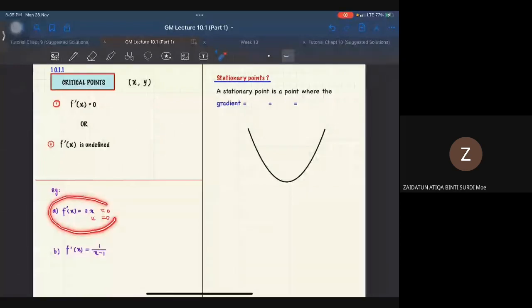So let me, this is the example yang atas ni. Okay, so bila awak ada first derivative yang sama dengan kosong.